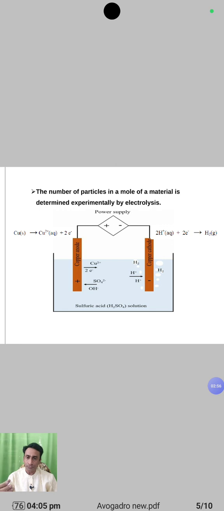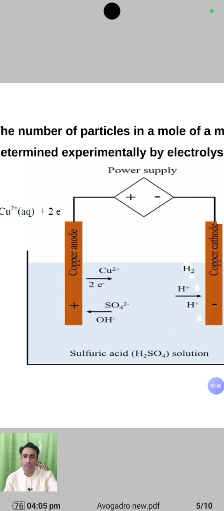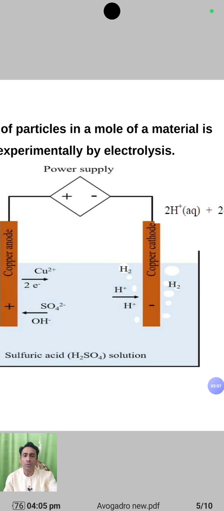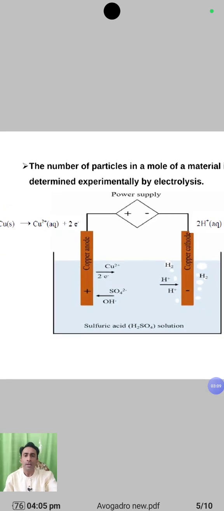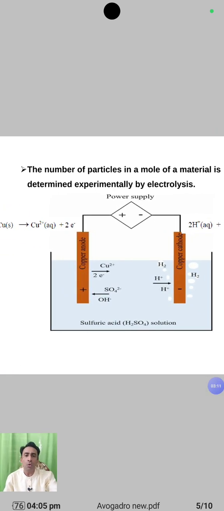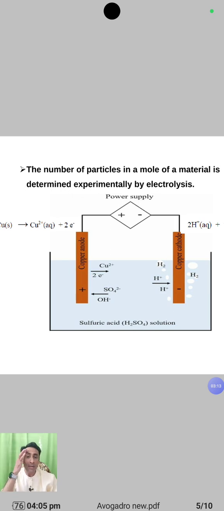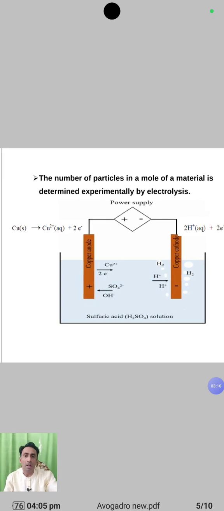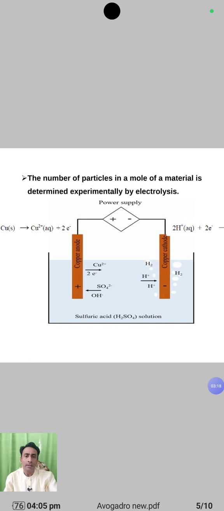This is an electrolytic cell and there are two copper rods, one acts as cathode and one acts as anode. The number of particles in a mole of a material is determined by this method, which is called electrolysis.